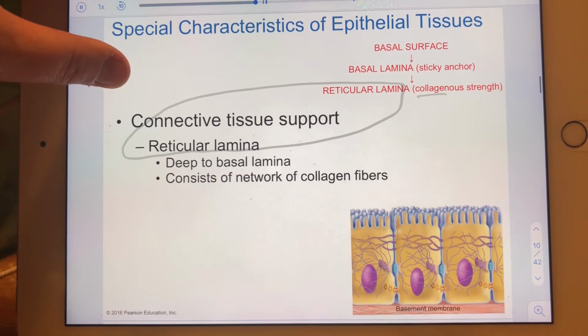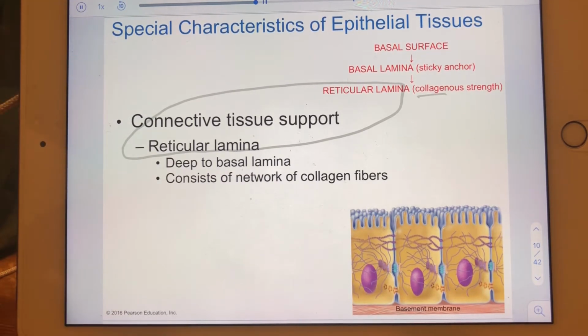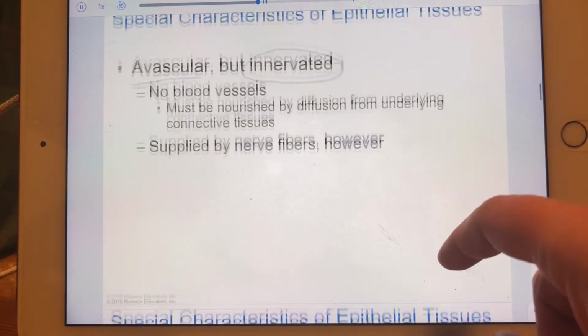We already established that basement membrane is comprised of basal lamina and reticular lamina. Well, that reticular lamina, again, is comprised of connective tissue. And all connective tissues have fibers, or at least fiber ingredients in them. And it's those fibers, especially collagen fibers, that lend support to the very thin, but very important basement membrane, okay? Next slide, which is 11.